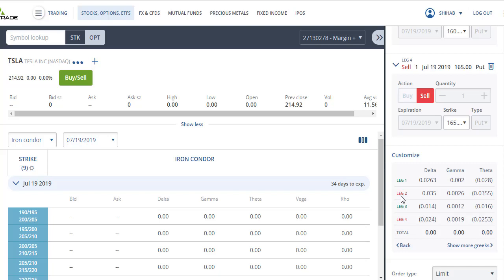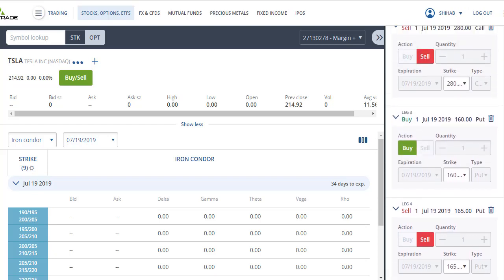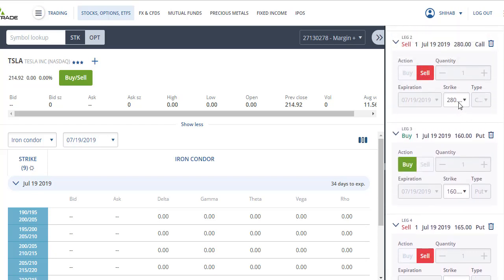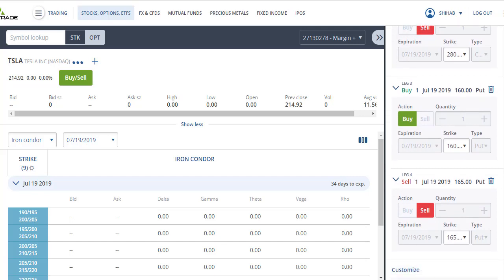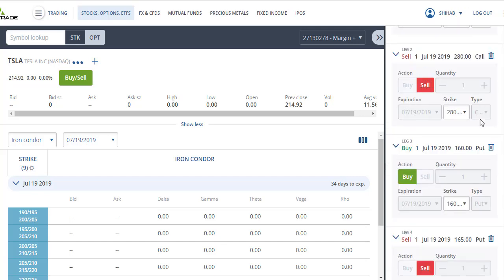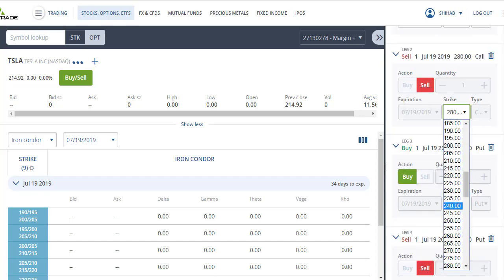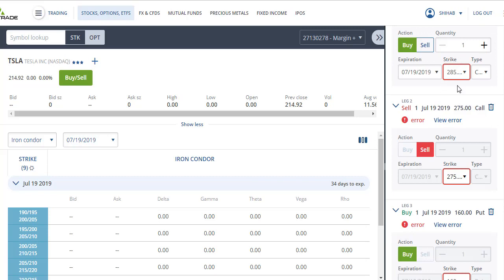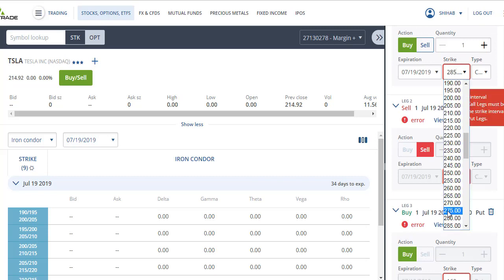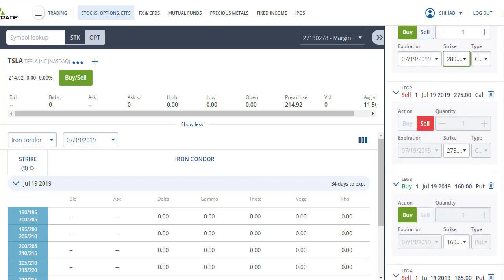So leg 2, which is the one I'm selling on the call option, it says 3.5. So it's about a 3.5% chance that Tesla will be above $280 come expiry date. So I'd rather take a 5 delta. That's usually the safest. So if I go with a 275, I can adjust my protection to 280 to keep the difference only 5.